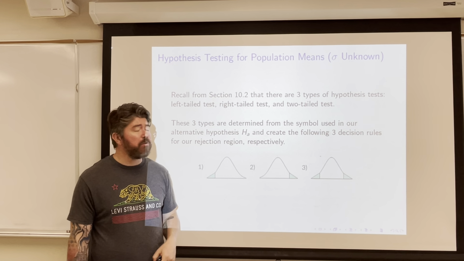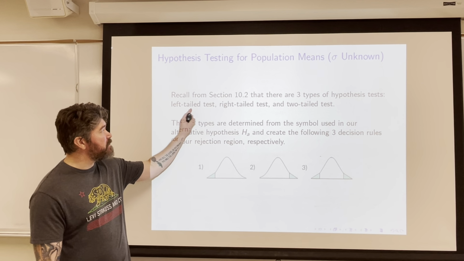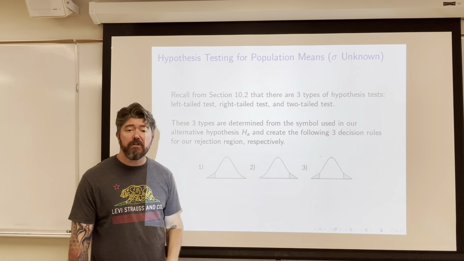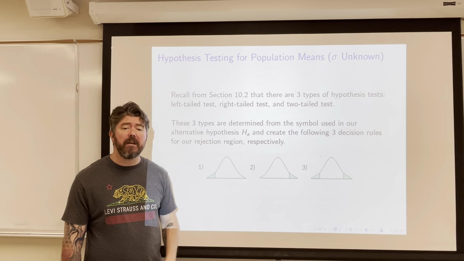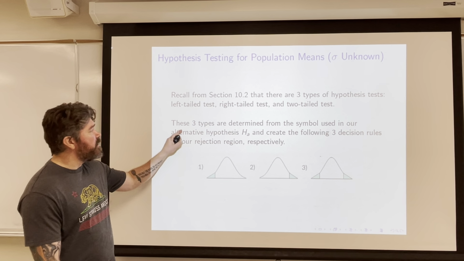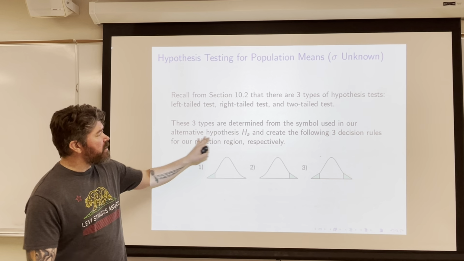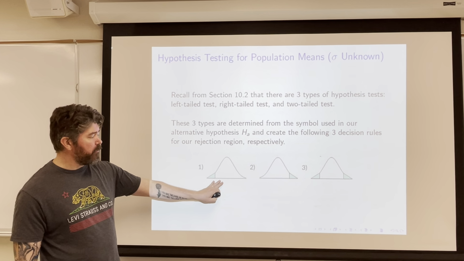Recall from section 10.2 that there are 3 types of hypothesis tests, right? We have a left-tailed test, a right-tailed test, and a two-tailed test. And all of these are determined by the symbol given in our alternative hypothesis, our HA. These 3, right? So, and we create the following decision rules.